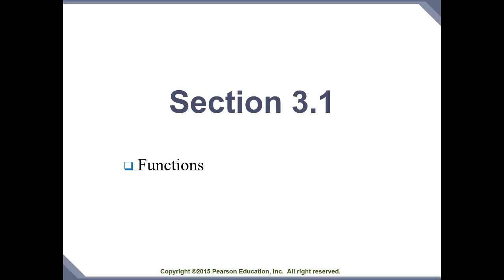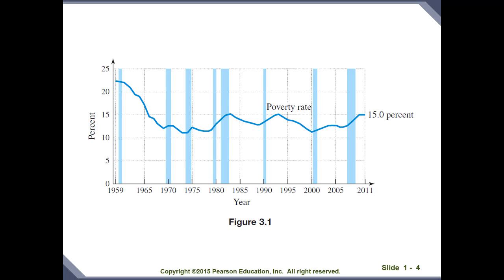beneficial. Section 3.1 is all about functions, and hopefully functions aren't something new to you. Here we have a graph of a function. So this is a graph of the poverty rate in the United States, where we are seeing how the rate has gone up and down over the years. The areas on this graph that are in blue are times of recession in the United States between 1959 and 2011. What makes this graph a function is a question you should ask yourself if you don't automatically know the answer. We'll come back to that.